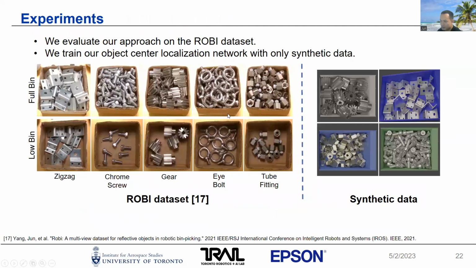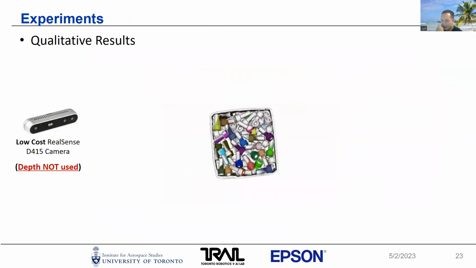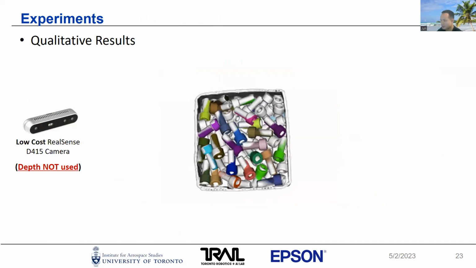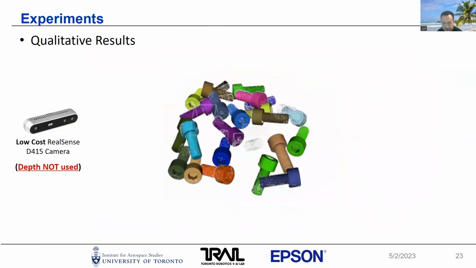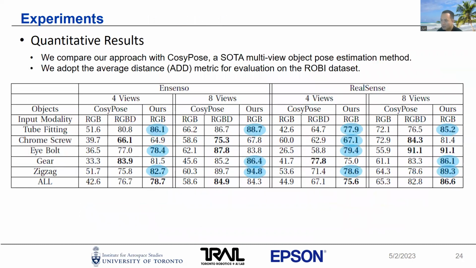We evaluate our approach against the state of the art on the RGB dataset, and we train the network only on synthetic data. Here are the results using a RealSense camera. We can see the results are pretty accurate, even only using RGB images. For the quantitative results, we can see our approach achieves a very high performance compared to CosyPose, even when comparing with its RGBD version.